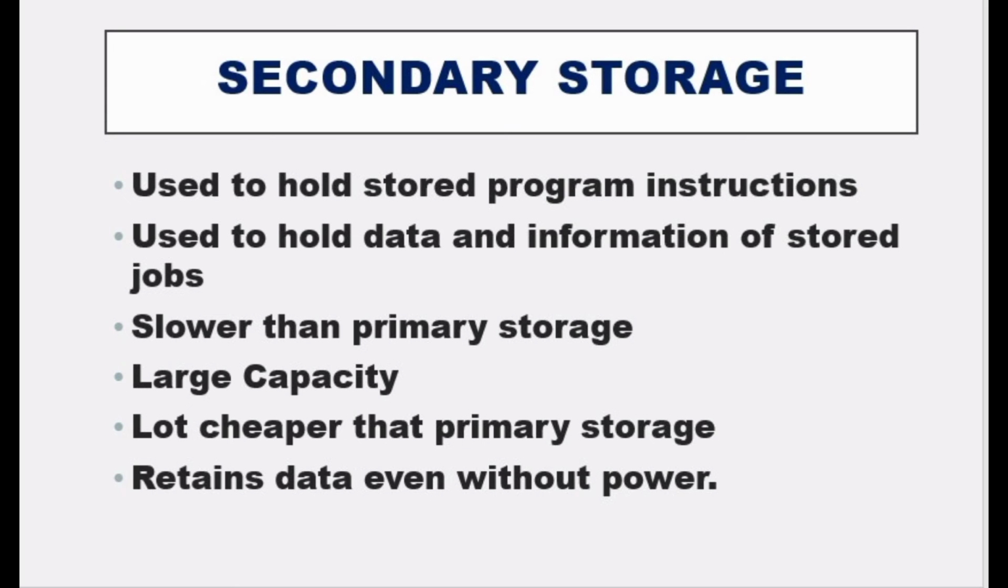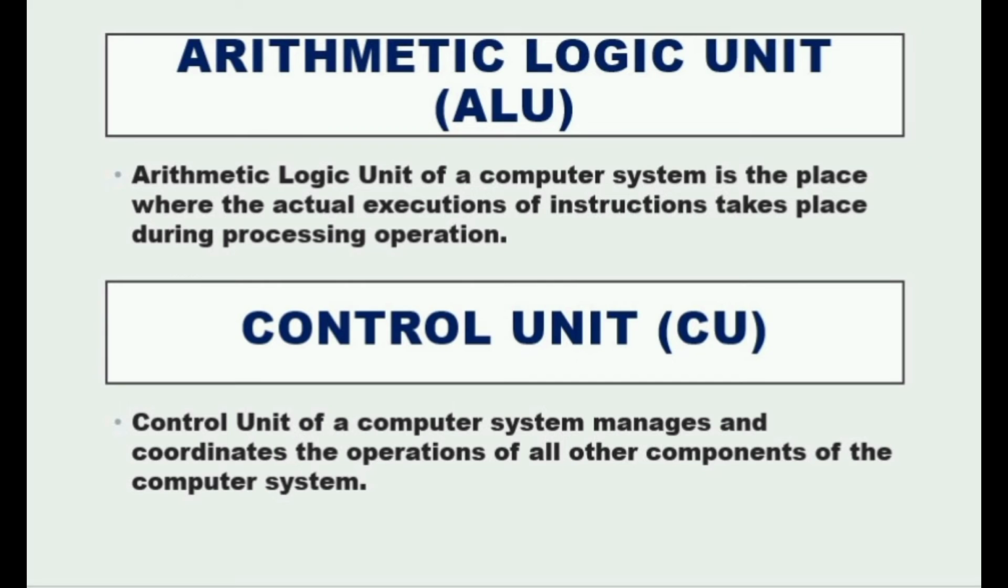In the processing part, there is the arithmetic logic unit and the control unit. The arithmetic logic unit of a computer system is the place where the actual execution of instructions takes place during processing operations. The control unit of a computer system manages and coordinates all the operations of the other components of the computer system.